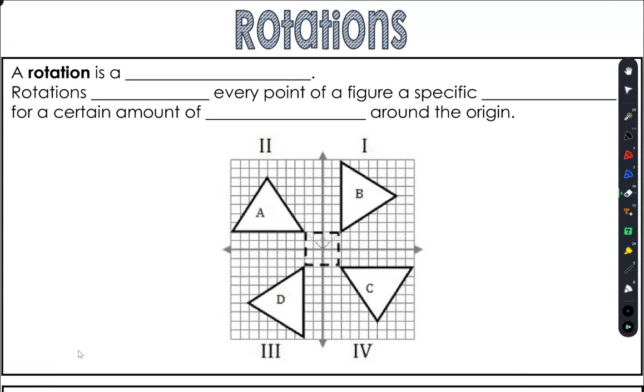Today we're looking at another rigid transformation. This time it is rotations. So we'll go through some notes, go through some rules, and then do a little practice. Okay, so let's take a look.